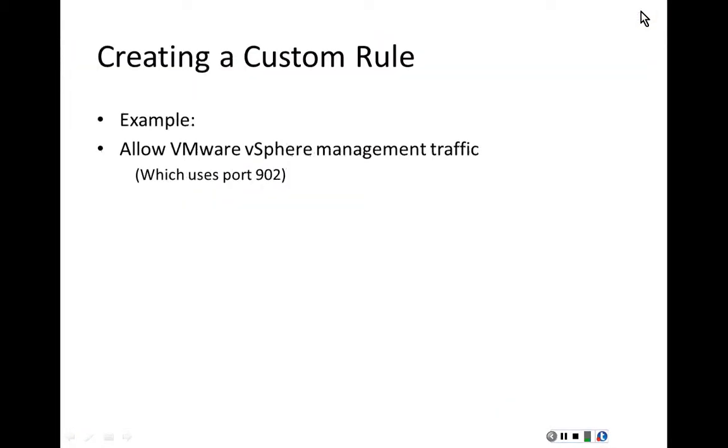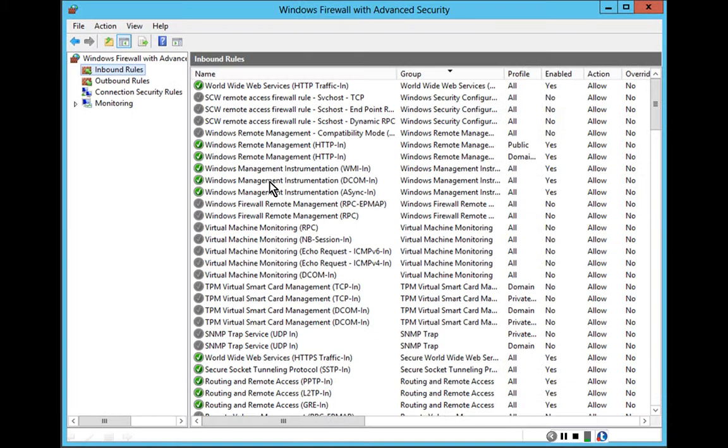Creating a custom rule. Here's the example. We want to allow VMware vSphere management traffic to go through the firewall. How come? Because we have a VMware server with virtual machines, and VMware vSphere traffic is used to manage that VMware server. The vSphere management traffic uses port 902. So we need to open port 902 on the firewall. So here's how we're going to do it. There is no existing rule here where I can just right-click and say enable this rule that's pre-configured for 902. This has got to be a custom rule.